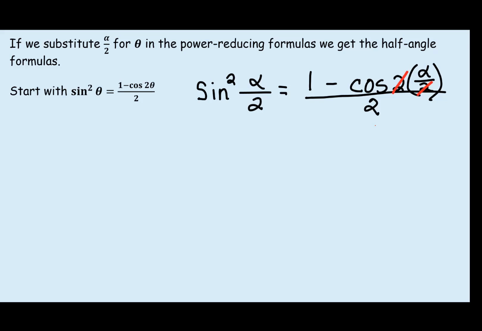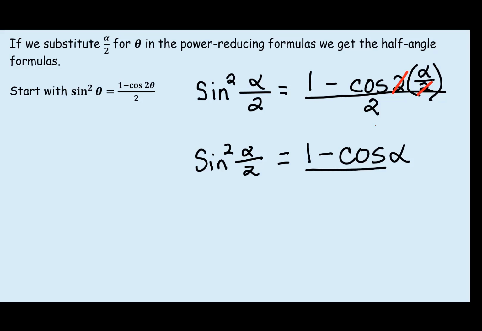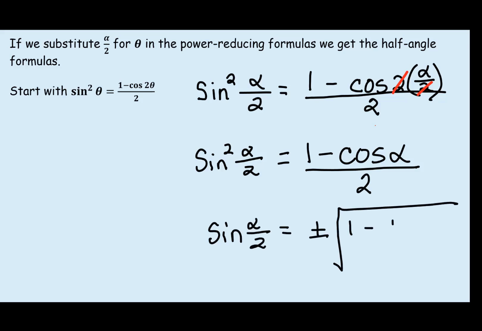And that's going to give us sine squared alpha over 2 is equal to 1 minus cosine alpha over 2. And then if I take the square root on both sides, I'm going to have sine alpha over 2 equal to plus or minus the square root of 1 minus cosine alpha over 2. So this is called a half angle identity because now if you have some angle you know, like 30 or 60 or 315, for example, and you want to know the sine of 15 or the sine of 22.5, or something that's half of an angle you already know, now you can do that using the half angle identity.